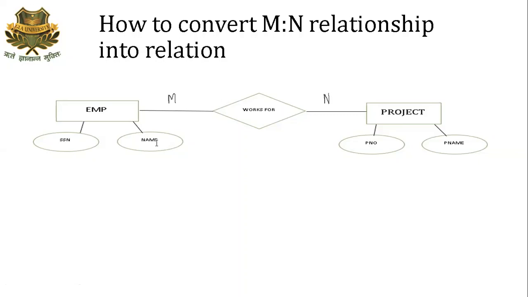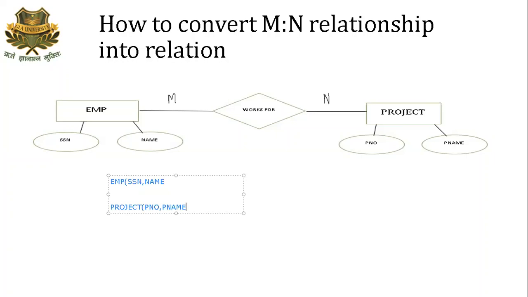First, as we did in the previous lecture, write the name of the relation, like EMP, and the attributes SSN, comma, name. Next, the project relation, and in project the attributes are project number and project name.